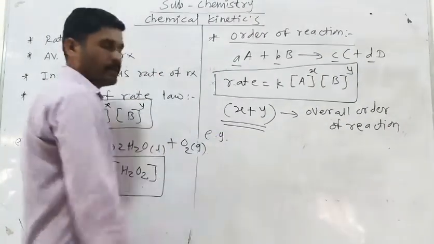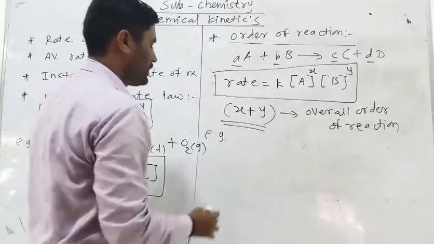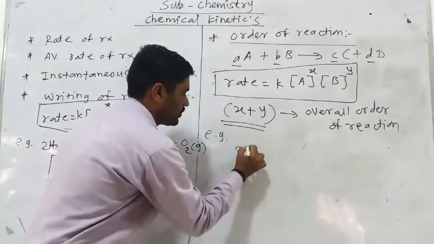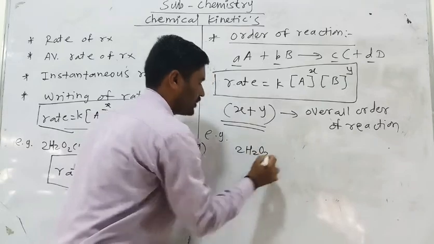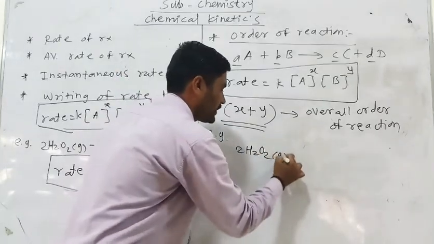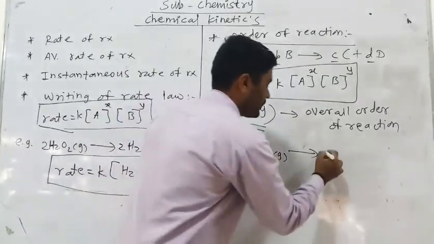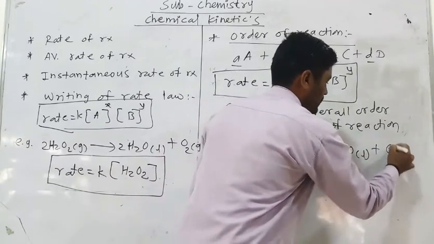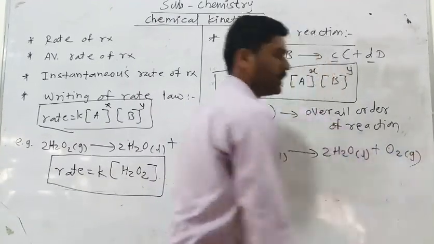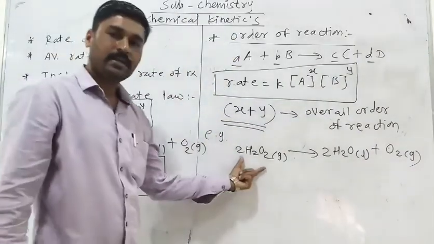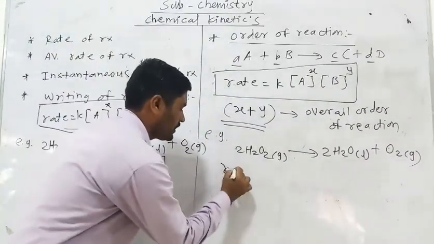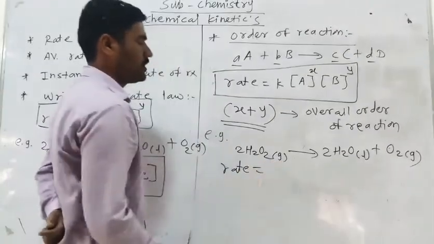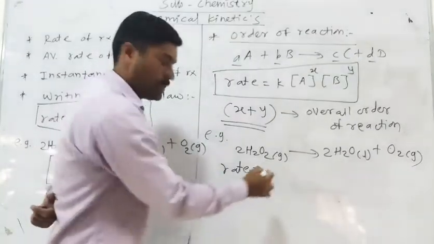We take an example for the given order of reaction. Consider 2 H2O2, two peroxide molecules in the gaseous form. They get converted into 2 H2O in liquid form plus oxygen, again in the gaseous state. If we consider that reaction, what does the rate equation for the given reaction become? Yes, correct.